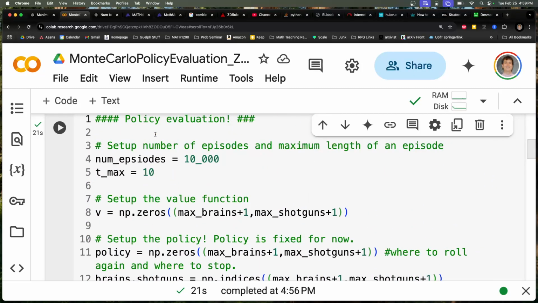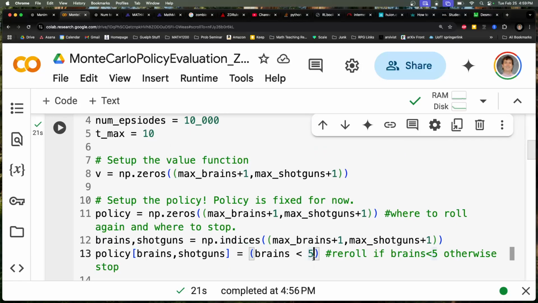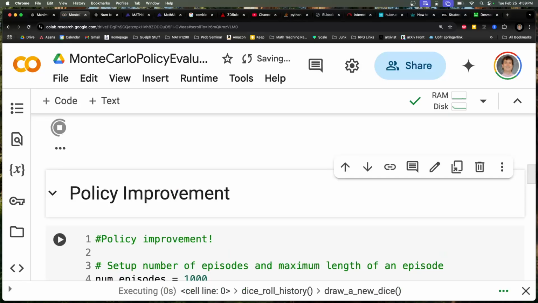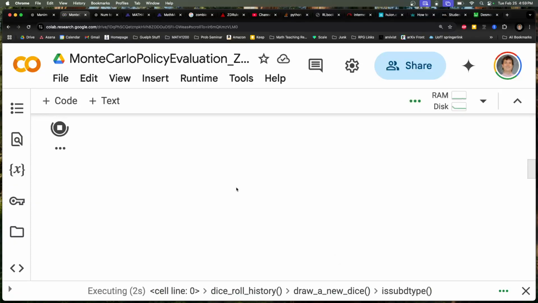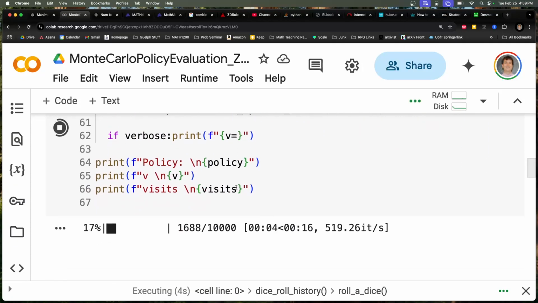So I just changed the policy over here. I'll say if you're below 6, roll again. And then I run it again. We get our cool little bar. By the way, I like to do 10,000 because the square root of 10,000 is 100. And remember, the error is like 1 over the square root. So everything should be accurate to within about 1% if you run 10,000 simulations.